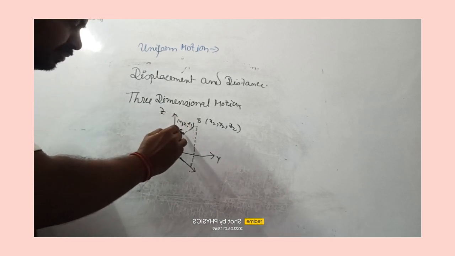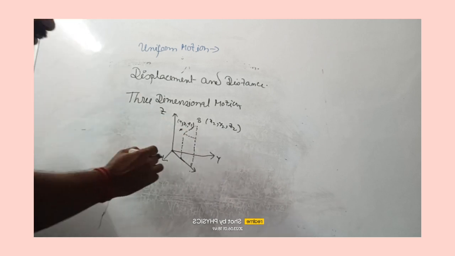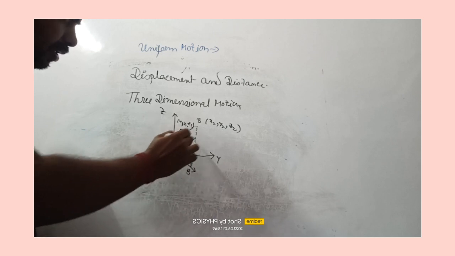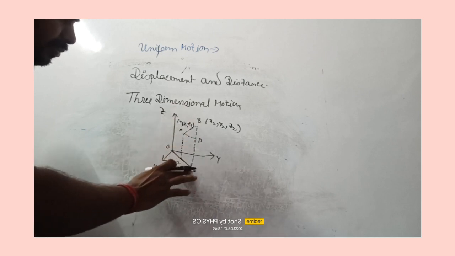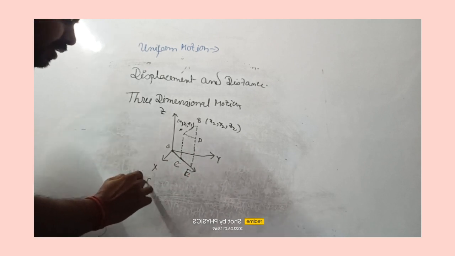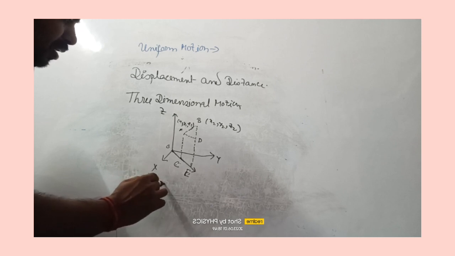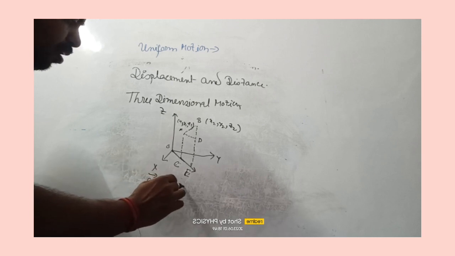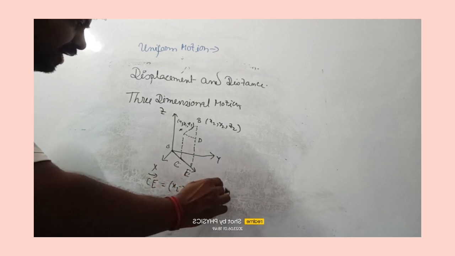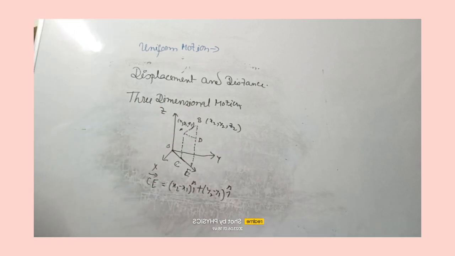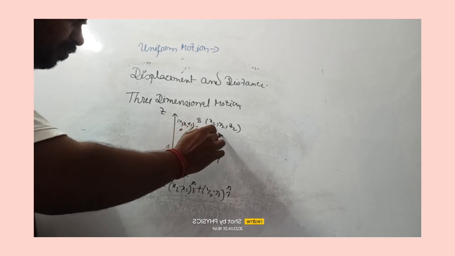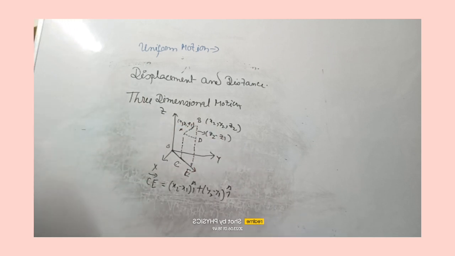First we find OAB, OCD, E. We have to find the CE. What will CE give us? CE will give us, as in the former case, x2 minus x1 i hat plus y2 minus y1 j hat, that is lying on the two-dimensional plane. Now let us move to the three-dimensional case, that is z2 minus z1.